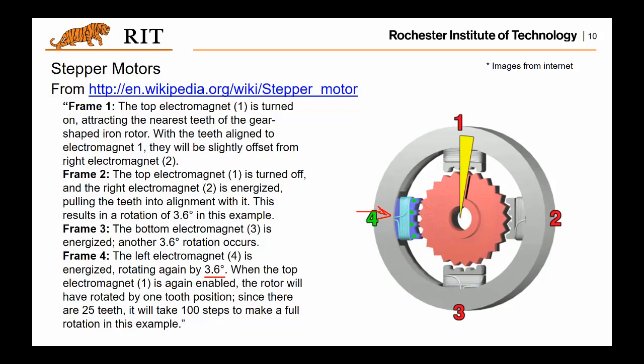So when each of the step signals is sent to the motor, it will rotate by 3.6 degrees. That's how it works, right?